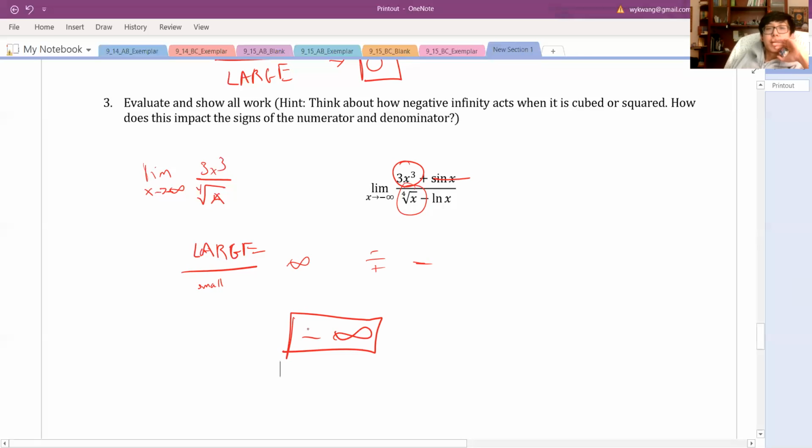Negative infinity. And remember, we only determined it was negative infinity because of the cube. We determined it was any sort of infinity at all based on the dominance, large and small.